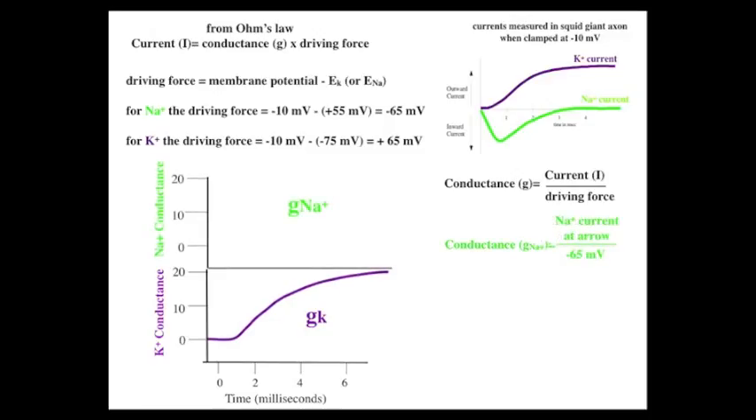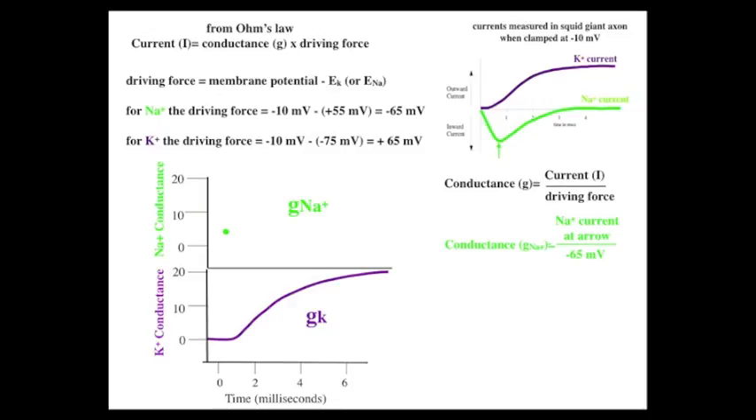Now let's plot the time course of the sodium currents. And we're going to plot those time courses just above the time course of the potassium conductance on the left-hand side. And we're going to do it exactly the same way. The conductance for sodium is going to be equal to the sodium current at any point in time divided by its driving force. And we know its driving force is minus 65 millivolts. And that's going to remain constant. We're going to do the same thing that we did for potassium. We're going to take a point in time, the current at the arrow, divide it by minus 65, and plot it.